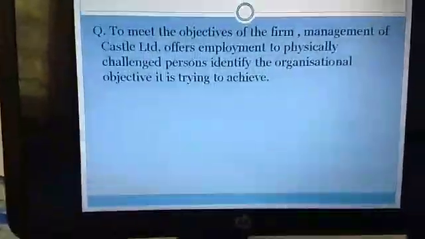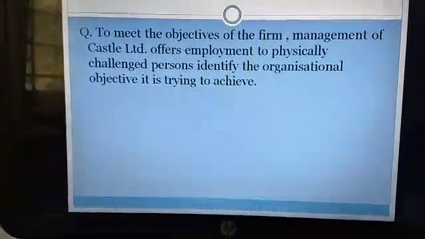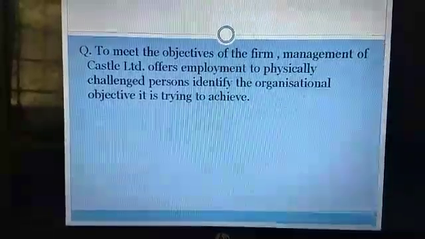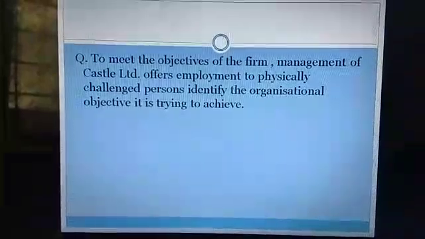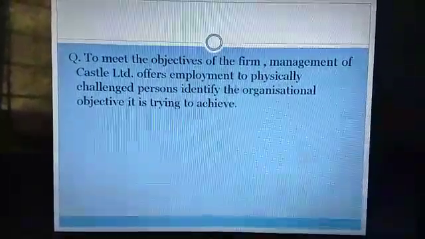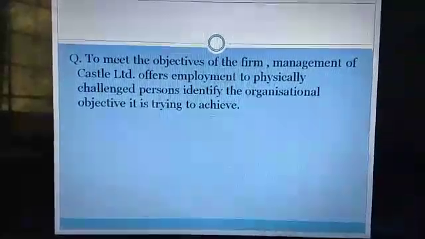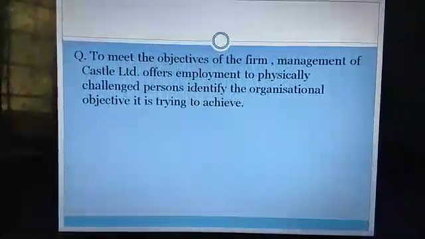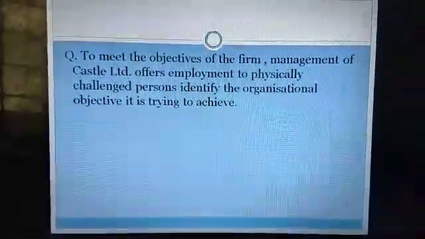So I hope you have understood the topic. Now, on the basis of the explanation, this is the question of the day. The question is: to meet the objectives of the firm, management of Castle Limited offers employment to a physically challenged person. Identify the organizational objective it is trying to achieve. Let's see how many of you can answer.